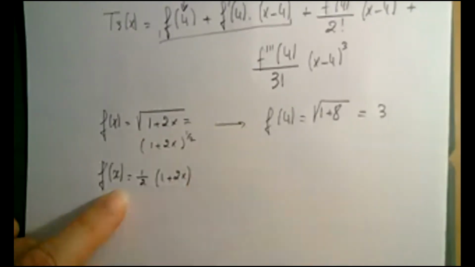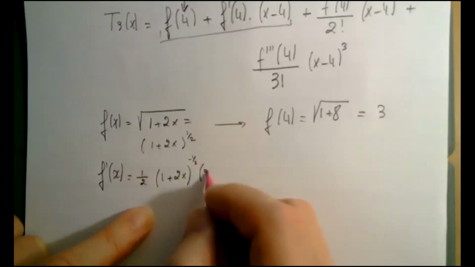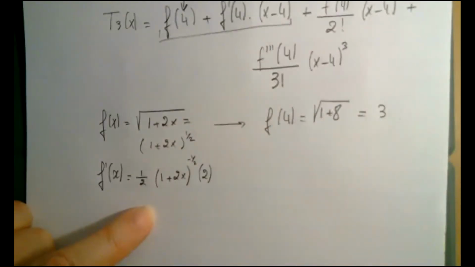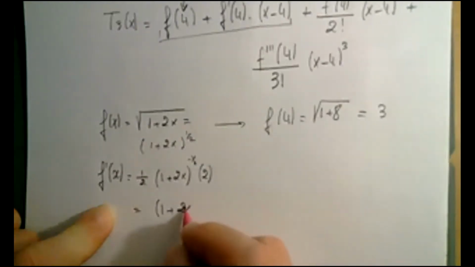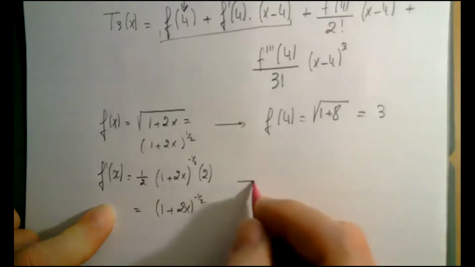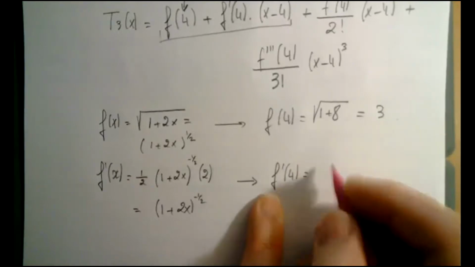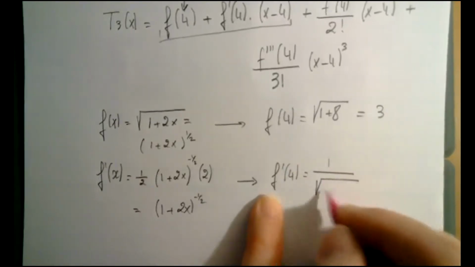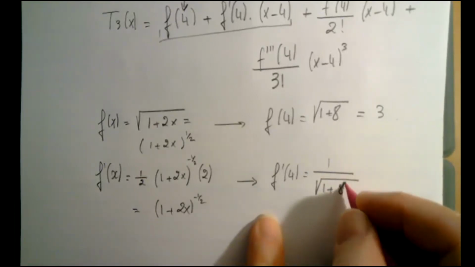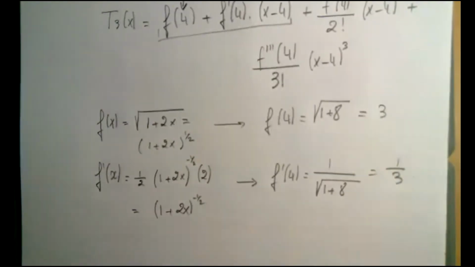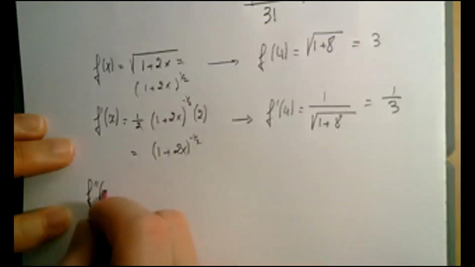Again, I'm not supposed to forget my chain rule, to the power a half minus 1 times the derivative of the inside. So this will give me 1 plus 2x to the minus a half. So the derivative at 4 would be 1 over the square root of 1 plus, I plug in 4 in here, which is 1/3.